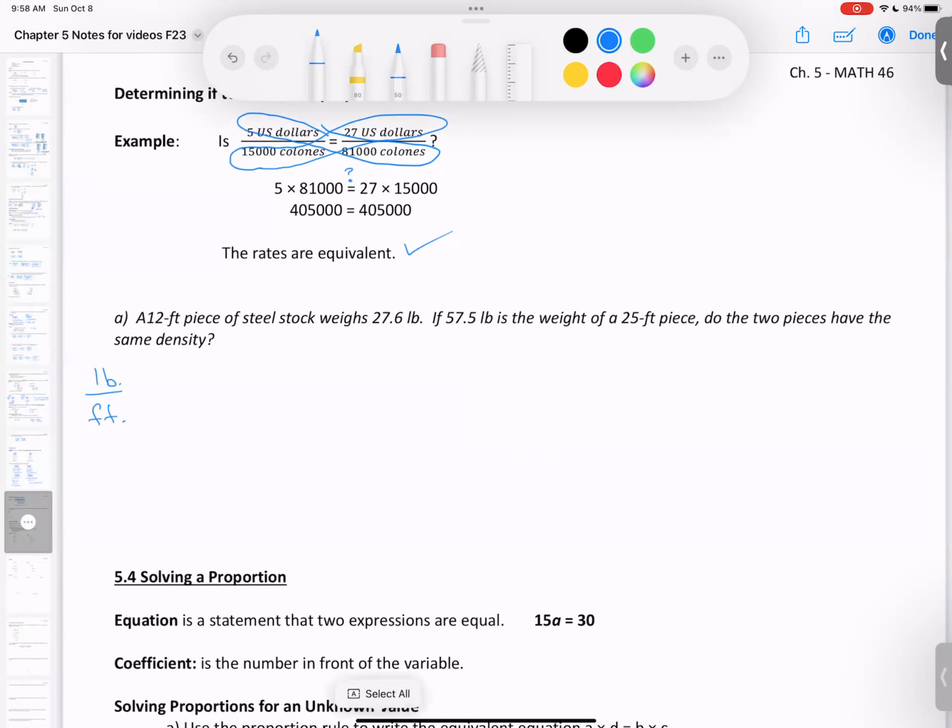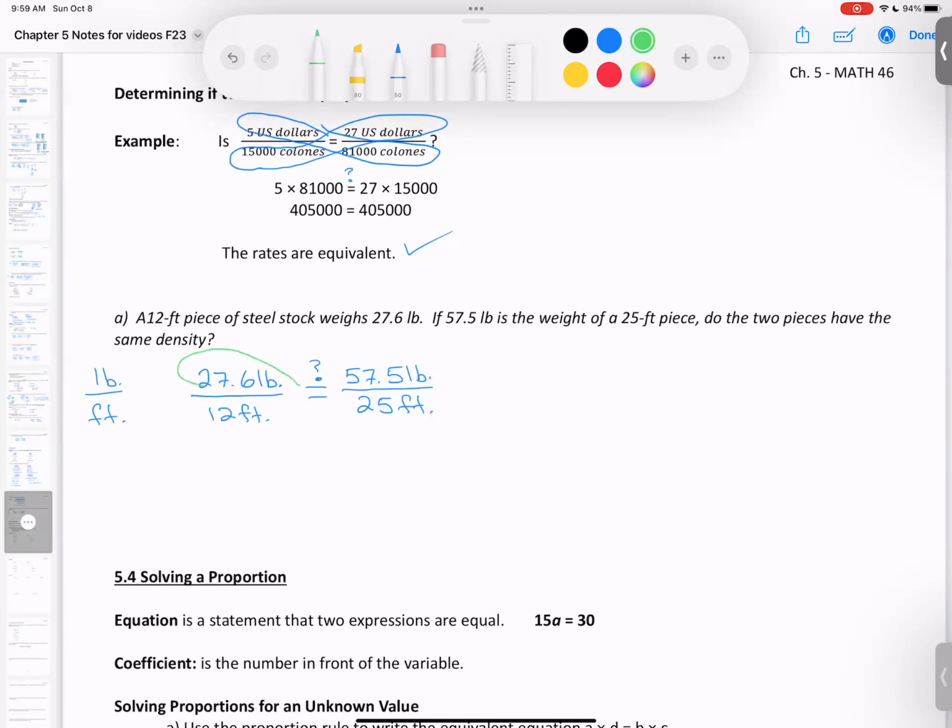So in our first example here, we have 27.6 pounds per 12 feet. And so we're asking, is that proportional to, now careful here, because they were a little tricky and they put it in the other order, but we want pounds on the top. So 57.5 pounds per 25 feet. So now we're asking, are these two fractions proportional?